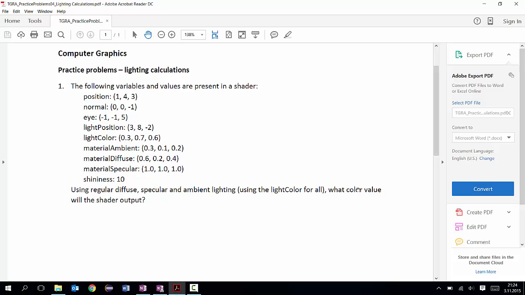So what we're going to do in each case is, let's start with ambience. So we have material ambience here, and we have a color of the light. So we'll just use the color of the light for all of these. So 0.3 is the red value of the light. Then we have diffuse and specular. Oh, sorry. Yeah, 0.3 here.